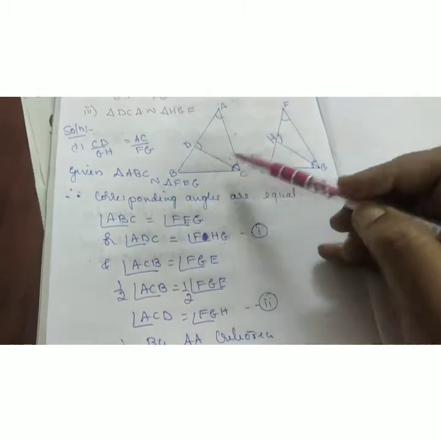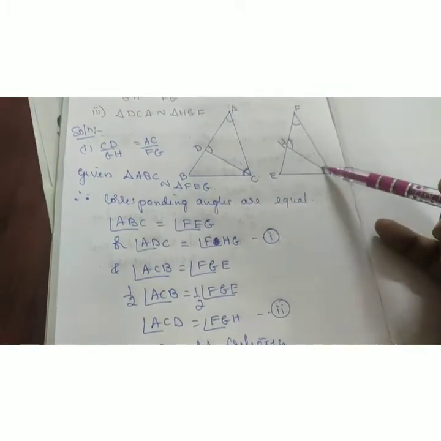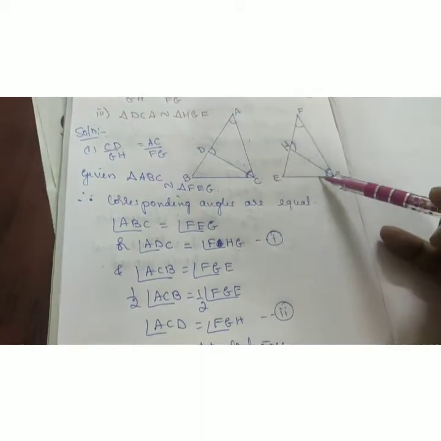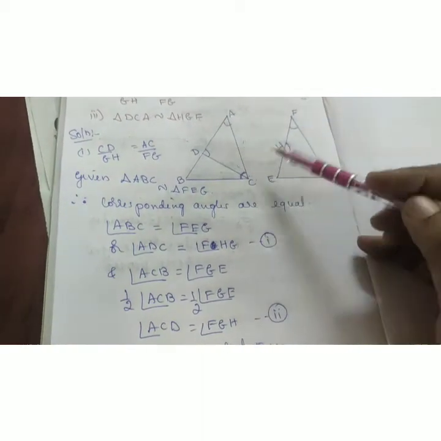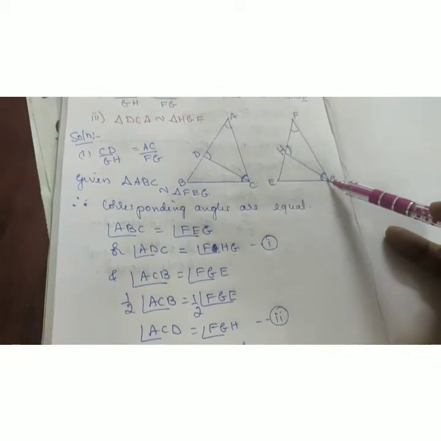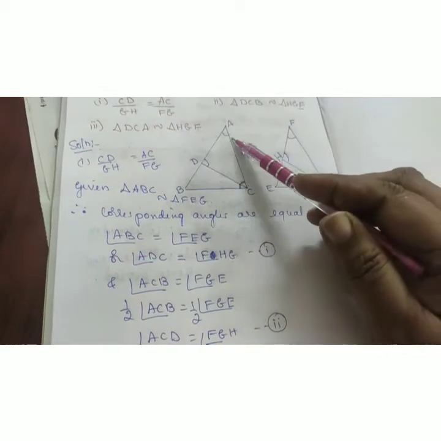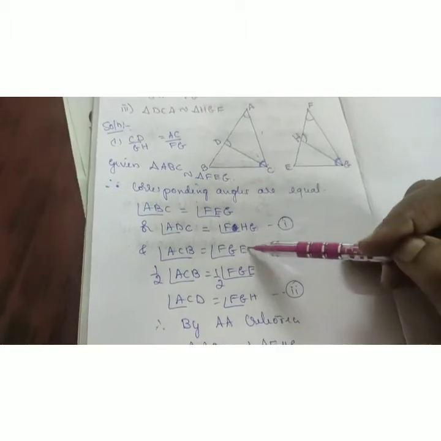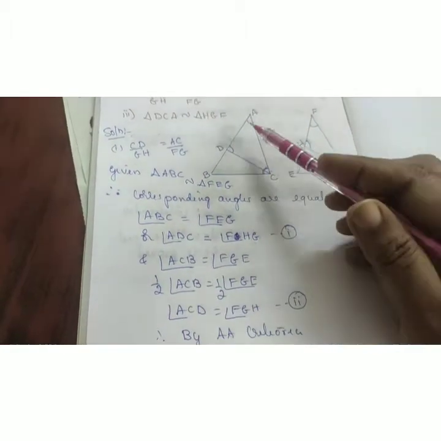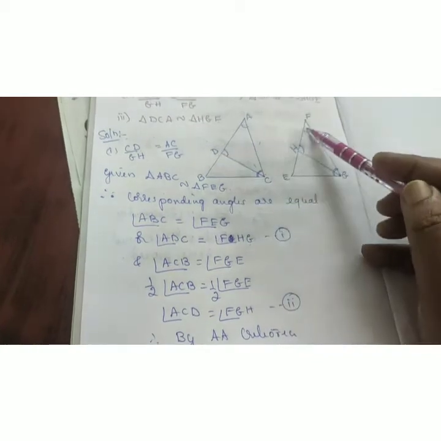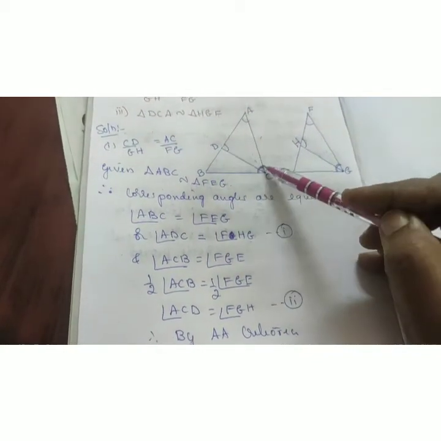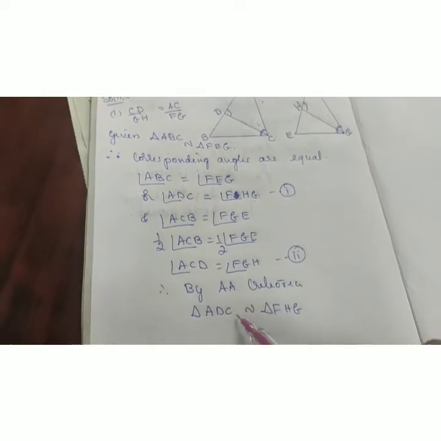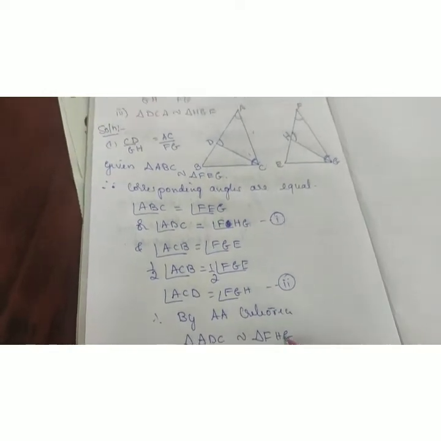So triangle ABC is similar to triangle FEG, so corresponding angles will be equal. Angle ABC will be equal to angle FEG. That means angle ADC will be equal to angle FHG. Also angle ACB is equal to angle FGE. So if I take half of those, angle ACD is equal to angle FGH. That means I got two angles equal. So by AA criterion I can prove triangle ADC is similar to triangle FHG.